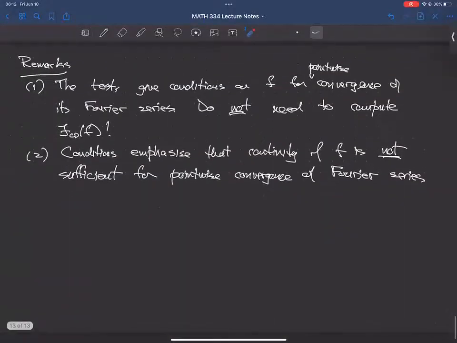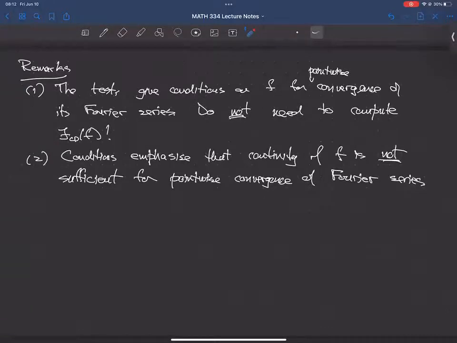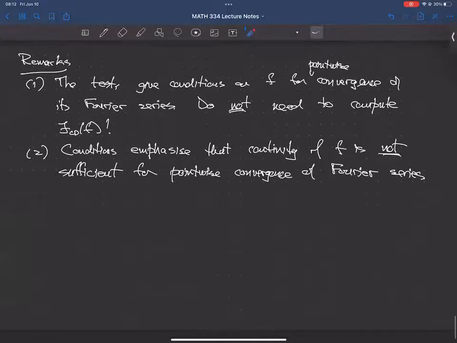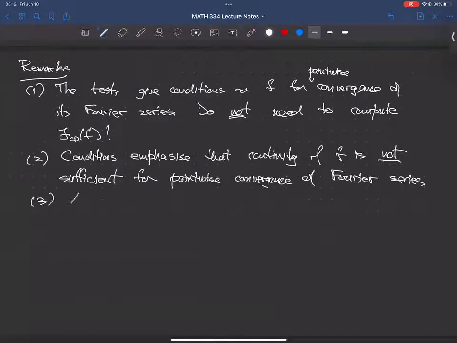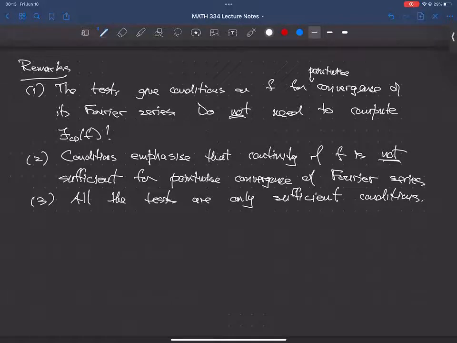And I say that because it's very tempting to say that, just because there's this nice connection between continuity and convergence, convergence of Fourier series is connected with continuity. It's not, although many times people succumb to the temptation. The other thing I'll say is that all the tests are only sufficient conditions. And there really are no useful necessary and sufficient conditions. There are certainly better sufficient conditions.